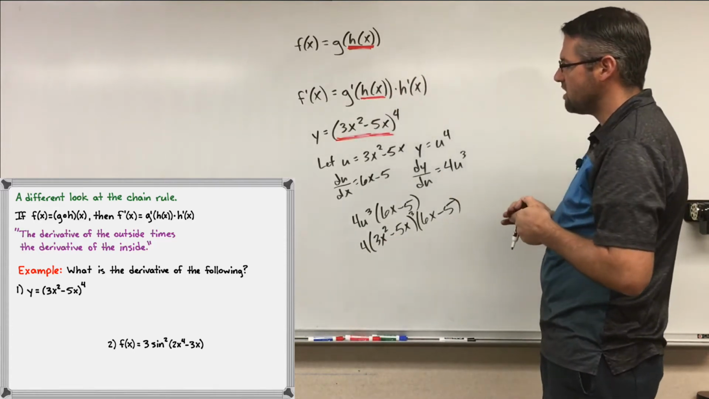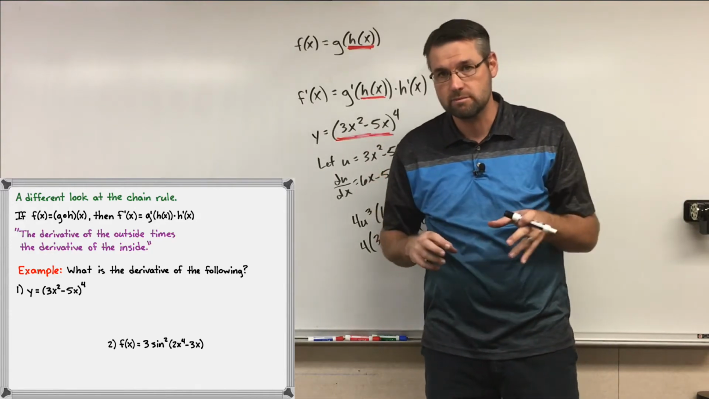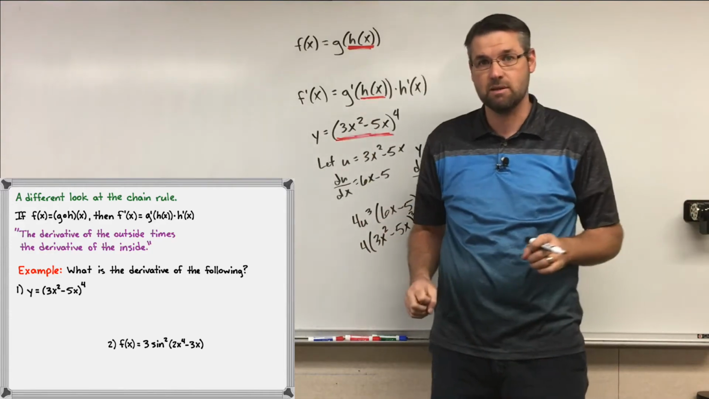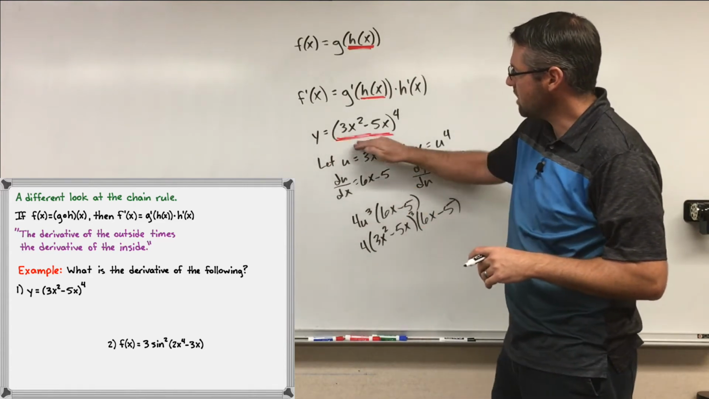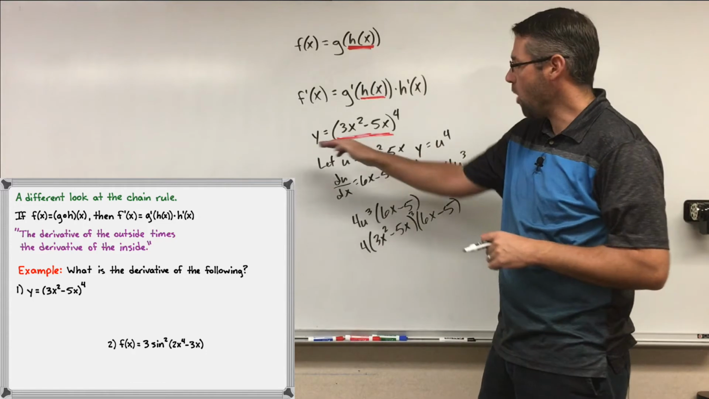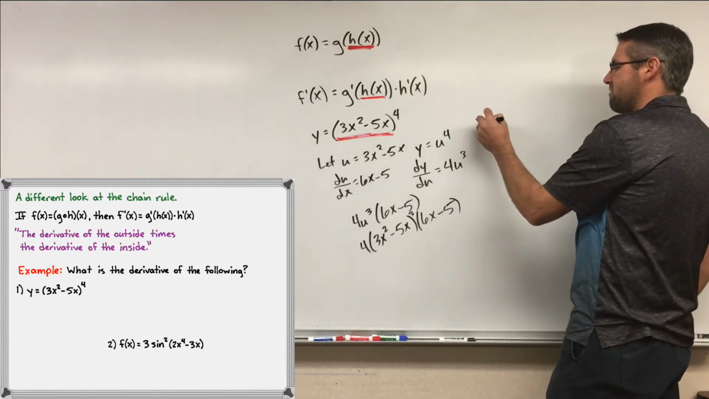Well, this is how I think of it. The underlying thing, that red thing, I call it something. I just refer to it as something. So what do I have here? I have y equals something to the fourth power. Well, then what's the derivative of that?